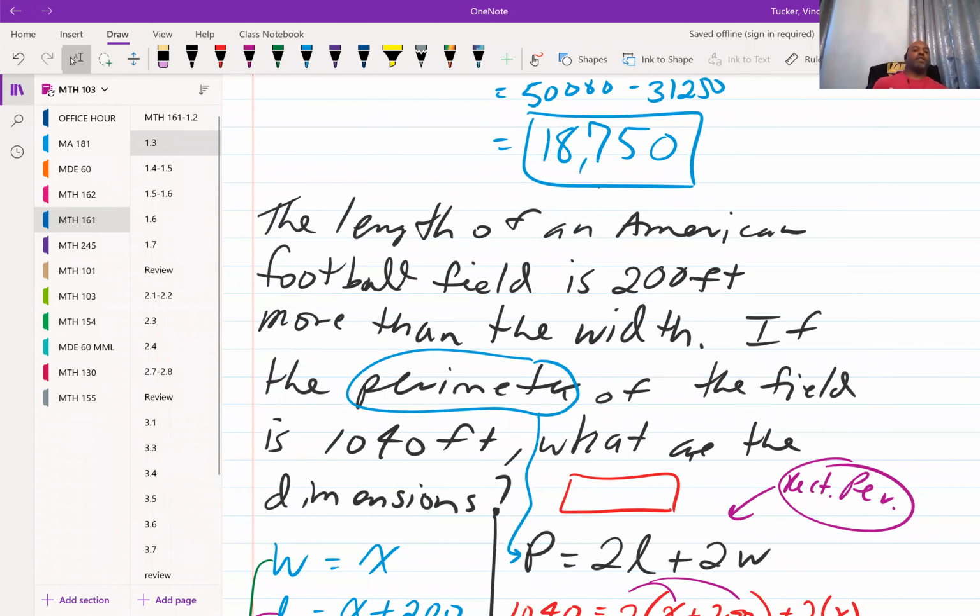Here we're looking at the length of an American football field. It's 200 feet more than the width. If the perimeter of the field is 1,040 feet, what are the dimensions?